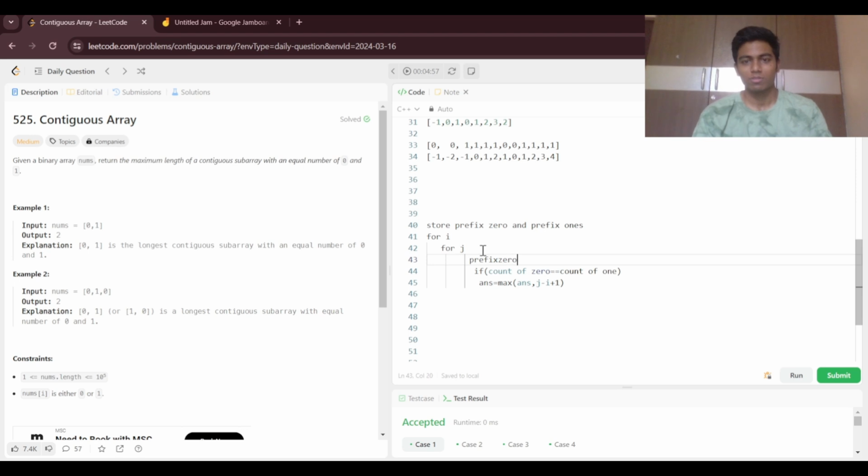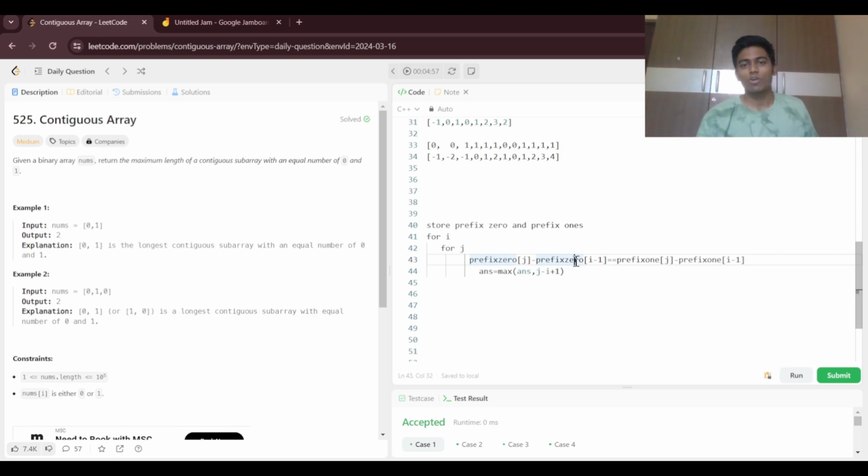Whenever we want the range from i to j, we say prefix 0 of j minus prefix 0 of i minus 1 should be equal to prefix 1 of j minus prefix 1 of i minus 1. Whenever we match this particular case, then this will be the array we want. So we have reduced big O of n cube to big O of n square.